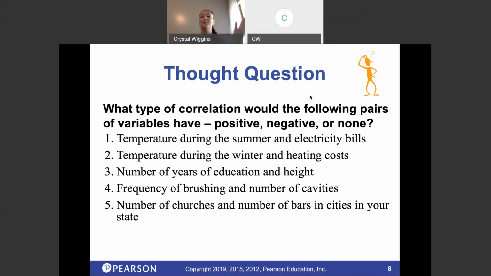So if the number of churches increases, it's most likely because the people have increased, and therefore bars will also increase because there's more people. So the number of churches and number of bars actually have a very strong positive correlation, and that's due to the population as the third factor. Height of a husband and height of a wife, although there may be preferences, I would have to say that this is no correlation, as I have seen very, very tall men with very, very short women and vice versa.